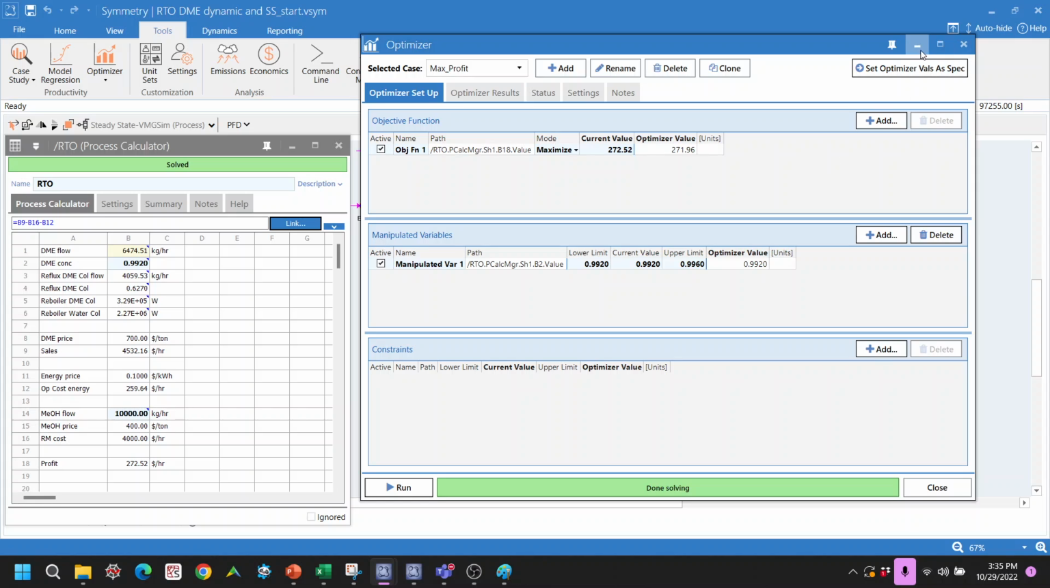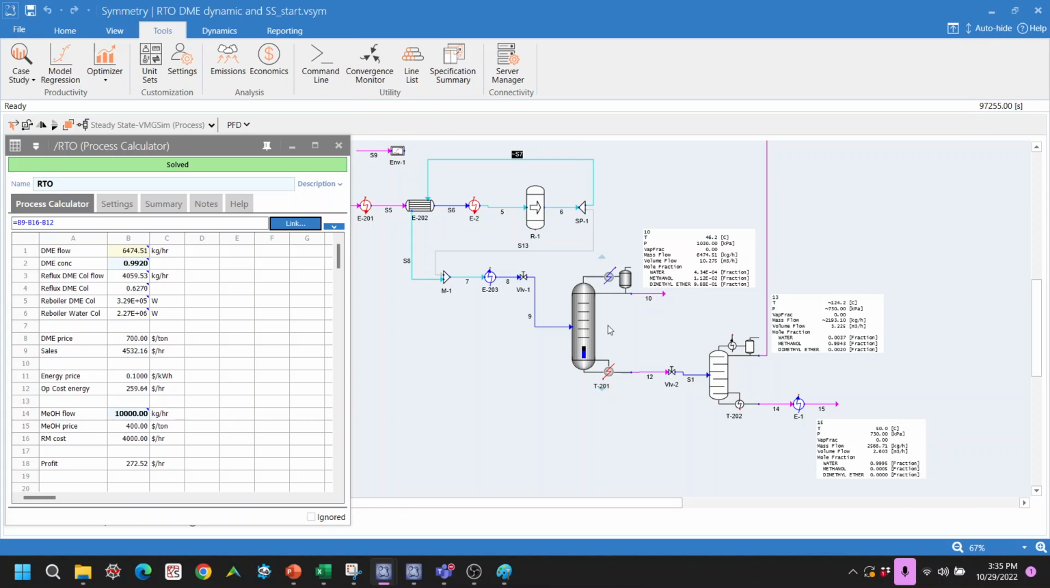So this one is predicted from an offline model, right? We have the dynamic plant, we have this steady-state model, and in this case we simply choose one independent variable and use it to maximize the profit. Because it's a reflux ratio, I want to see the corresponding reflux flow rate, and it says the reflux flow rate is about 4,000. So I can use this, say 4,060.